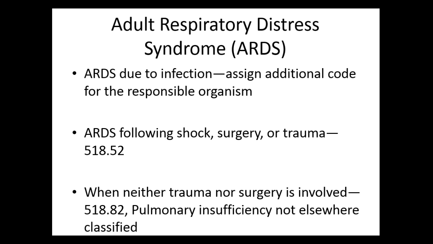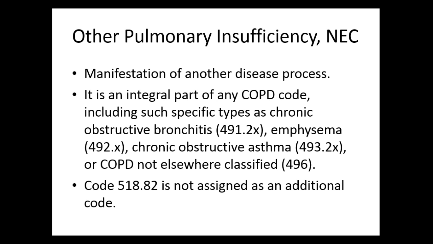Acute respiratory distress syndrome, or ARDS, is normally a manifestation of an associated disease process. It may occur following shock, surgery, or trauma. You will need to code an additional code if the ARDS is due to an infection. Pulmonary insufficiency is implicit in asthma and various types of chronic obstructive pulmonary disease. It is included in these codes for these conditions, and no additional code is needed.